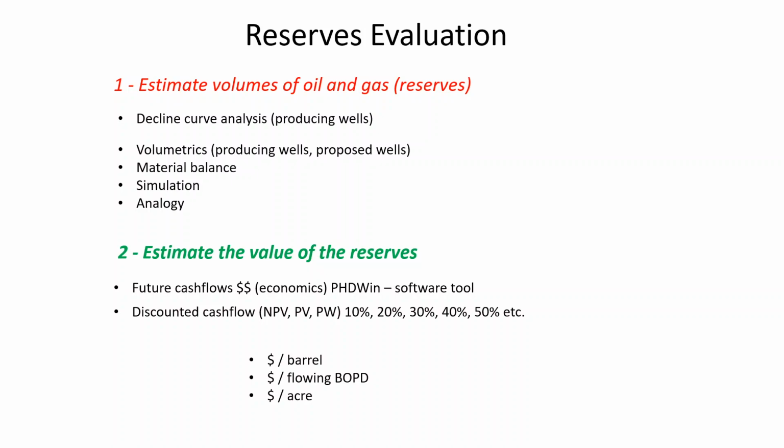Or sometimes we have metrics for flowing barrels. So in one area, you may be paying $30,000 per flowing barrel. So if you know how much your wells are producing, you can come up with a value of those reserves. And sometimes you can just assign dollars per acre based on nearby property sales. So there's many ways to do it, but we're going to talk about how you value reserves using economics and discounted cash flow.